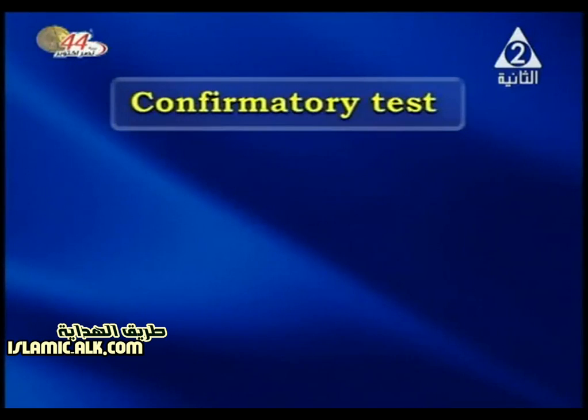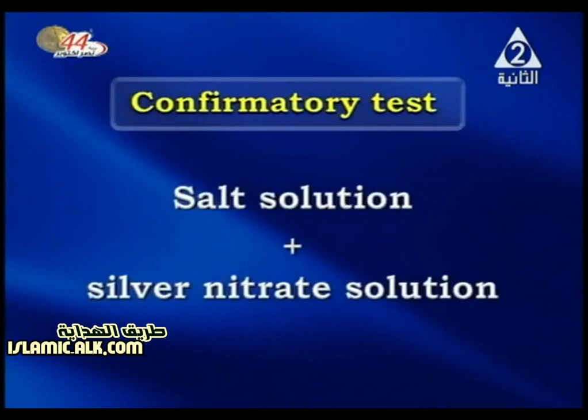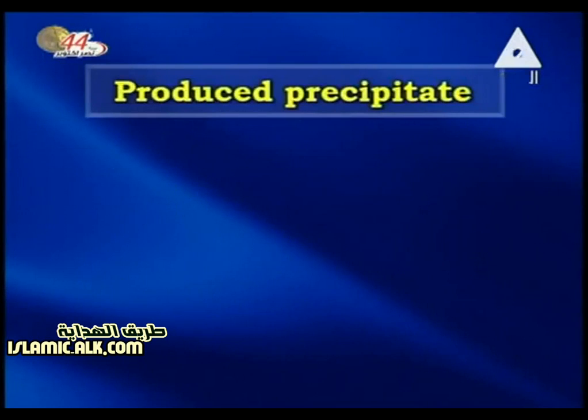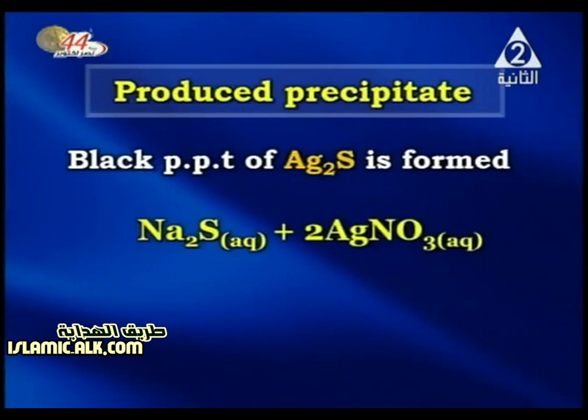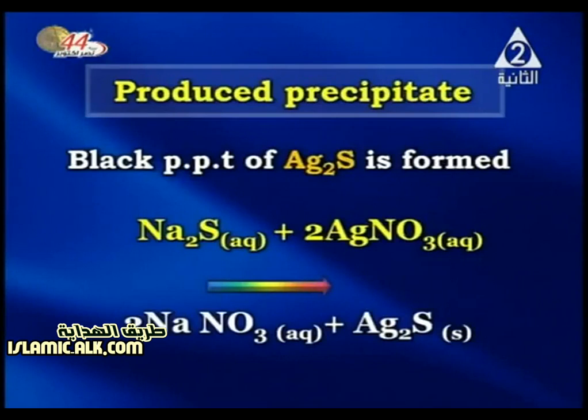Now we are going to discuss the confirmatory test of the sulfide ion. The salt solution plus silver nitrate solution. The produced precipitate here is black precipitate of silver sulfide. As the equation proceeds on the screen, sodium sulfide plus silver nitrate gives sodium nitrate and silver sulfide. Remember, my dear student, it is a double substitution reaction, where the silver sulfide is formed, the only solid in this equation.